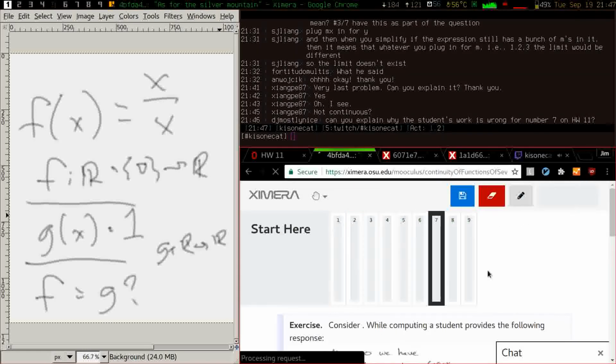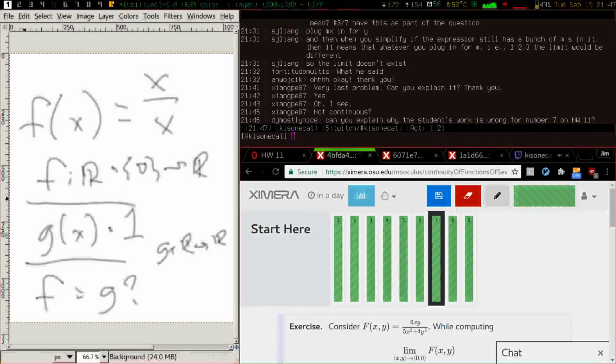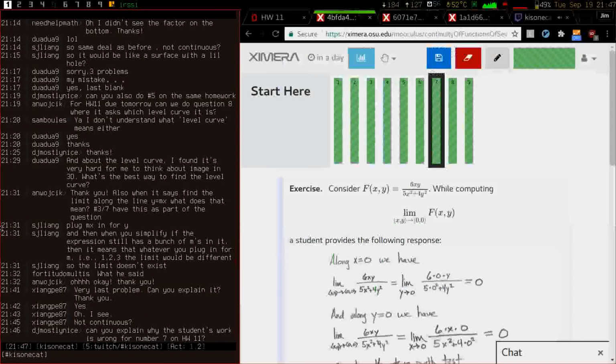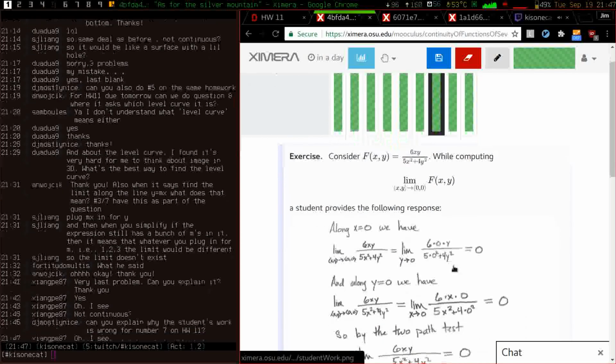Oh, the student's work in problem 7. I thought this was a hilarious problem. So yeah, let's take a look at this fake student's work. I think we all, well, anyway.